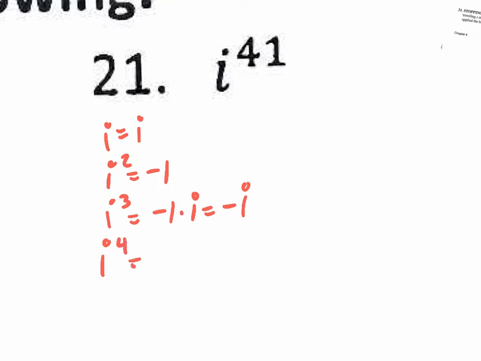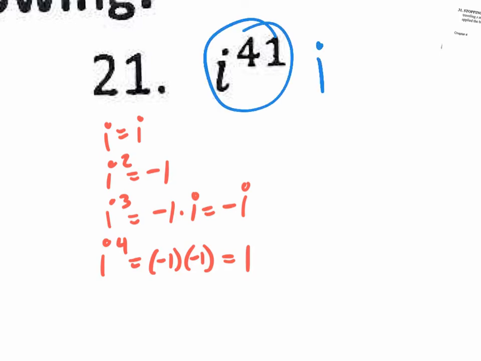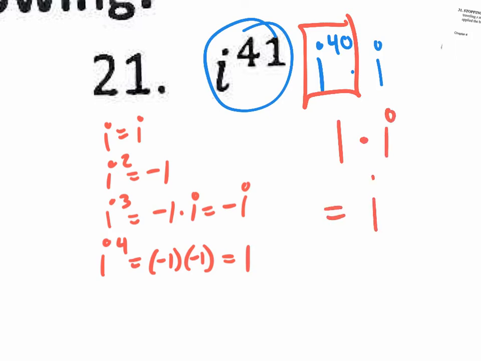Then I to the fourth is really I squared times I squared, which is really a negative 1 times a negative 1, which means that I to the fourth is really a positive 1. Okay, so if we understand that I to the fourth is positive 1, then I to any power that's divisible by 4 is going to be equal to 1, right? So I to the 41, I could really rewrite this as I to the 40th times 1 more I. And I do know that this is divisible by 4, so that's really just 1 times I, so my final answer is just I. You get it?